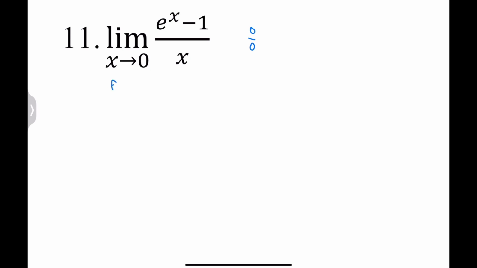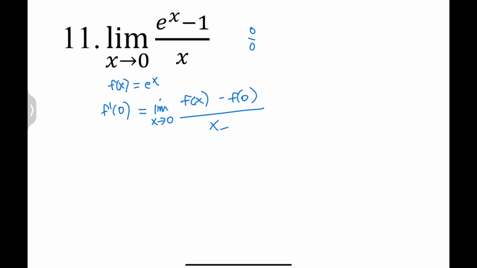So set f of x as e to the x, right? Okay. And then you're going to say f prime of 0. You're going to use the derivatives in terms of limits, the definition of the derivative in limits to solve this. So f prime 0 is equal to limit as x approaches 0 of f of x minus f of 0 all over x minus 0, right?